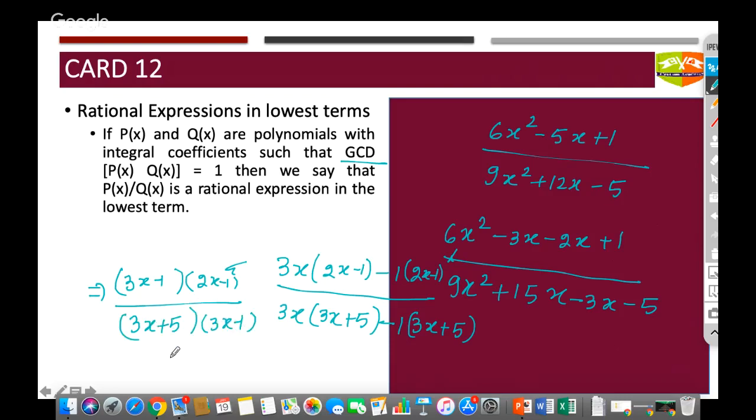Now in the numerator and denominator you see that 3x minus 1 is common. So what you can do over here is cancel out 3x minus 1. This gives me 2x minus 1 divided by 3x plus 5. This is the lowest form. So that is how you can solve these kinds of questions.